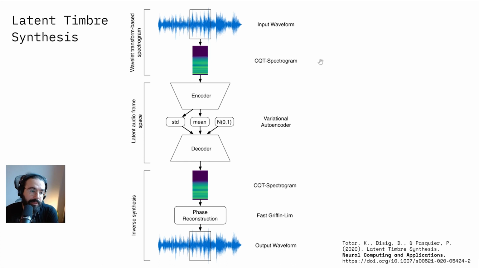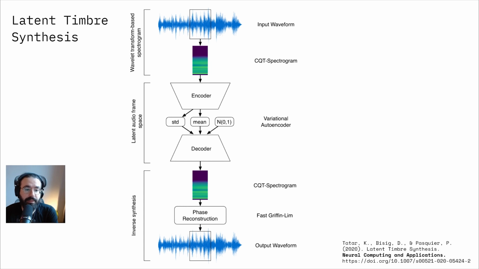The CQT spectrogram is passed to a variational autoencoder. The autoencoder creates a latent space of spectrograms, and those latent vectors can later be passed to the decoder. The decoder again creates spectrograms, single spectrogram vectors.